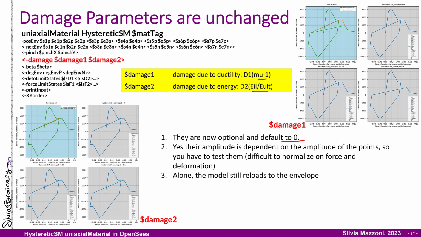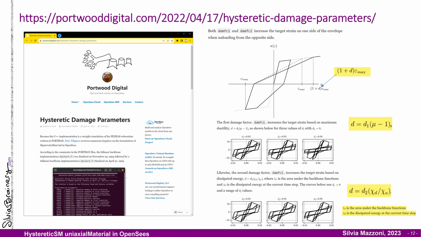In this case, when they're alone, they're going to be just like the hysteretic material. They do not change the envelope, and as you can see in these figures, they load right back onto the envelope. You can see that here. It loads right back to the envelope even at this point, and same thing here, it loads back to the envelope. Now, if you want to learn more about these materials, look at Michael Scott's blog, the one on the hysteretic damage parameters. It's really cool, he explains what these damage parameters mean and how they're calculated.